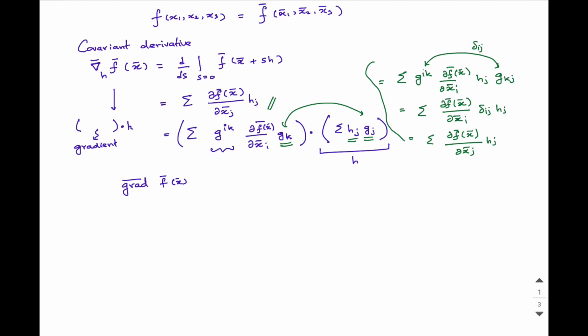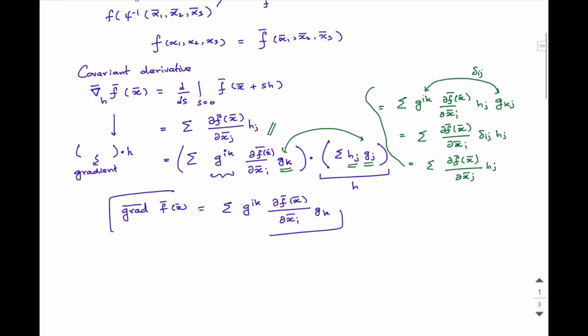Not the best of symbols, but it works for our purposes for now. Okay? So this tells you that the gradient has the following expression: it's going to be the summation of g^{ik} times the partial of f bar (x bar) by partial x bar i, times g_k. Remember, g_k is a vector, whereas g superscript ik is a number. Okay, so that's the expression for the gradient in the context of general curvilinear coordinates.